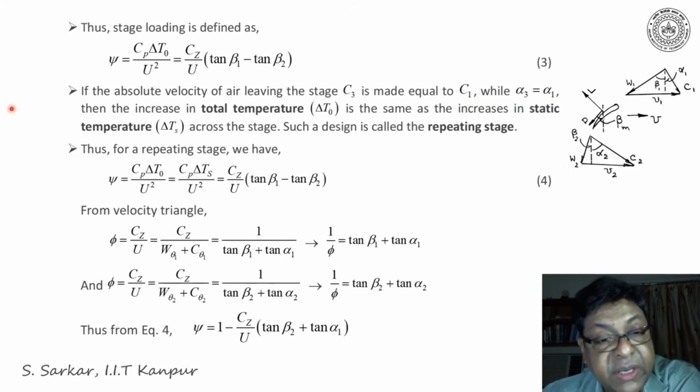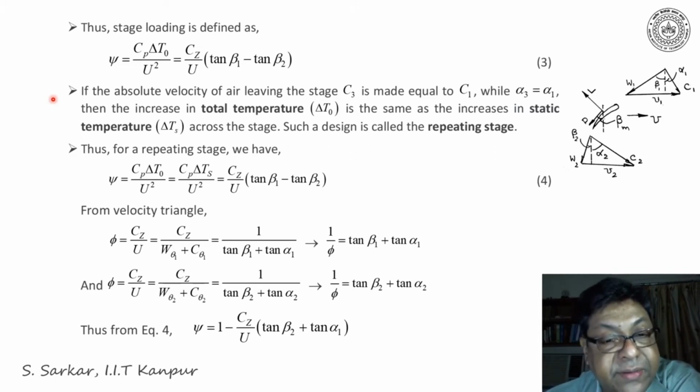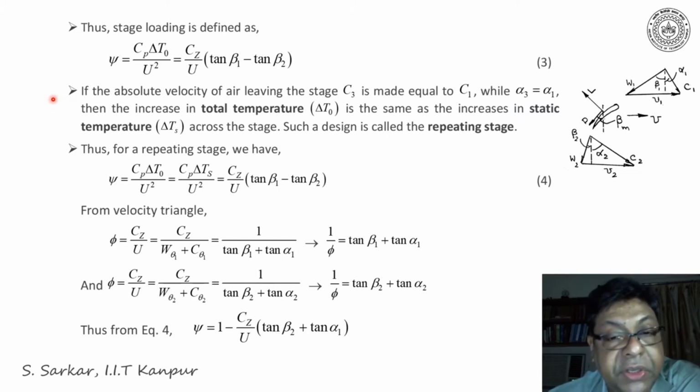Now, if the absolute velocity of air leaving the stage, that is C3, is made equal to C1, while alpha 3 is equal to alpha 1, then the increase in total temperature del T0 is the same as that of the static temperature del Ts across the stage. Such a design is called the repeating stage. Thus, for a repeating stage, del T0 would be equal to del Ts, where del T0 is the total temperature rise across the stage and del Ts is the static temperature rise across the stage.